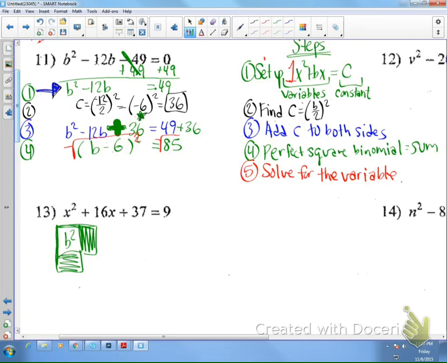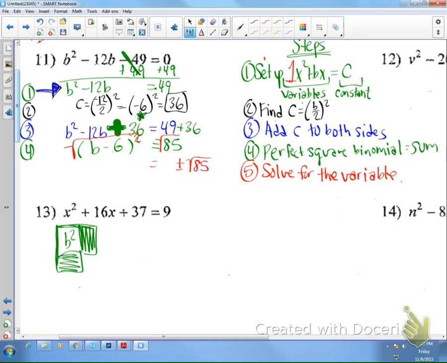Okay? Now we apply the square root ourselves. Make sure you have all the steps written down. Make sure you have all the steps there on the right. Write it down, please. We apply the square root ourselves, which means we have to do a plus and minus. Plus and minus square root 85.